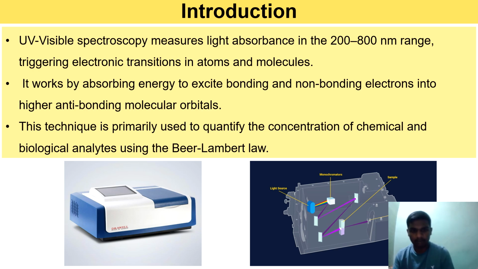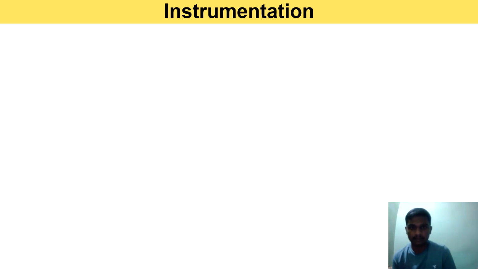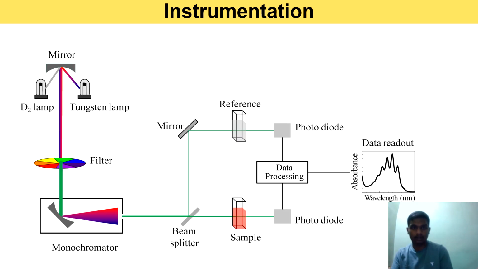This is the picture of UV visible spectroscopy, and this is the instrumentation part we'll be looking at. We'll follow up with the instrumentation part. This following picture represents the instrumentation of UV spectroscopy. UV spectroscopy runs on four major parts. It is split into four parts basically.